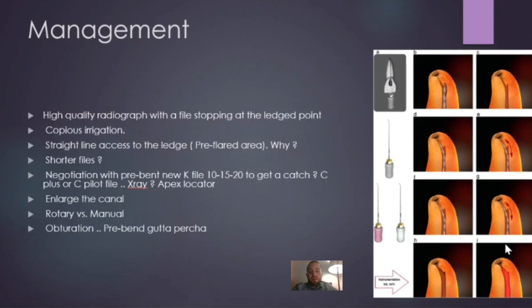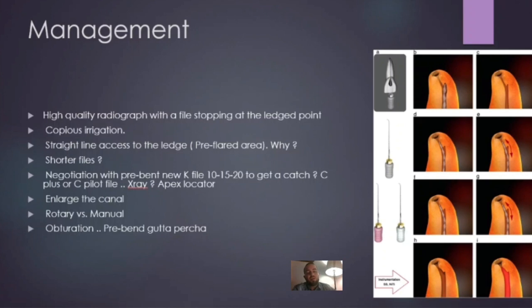And finally, now we reach the exciting part, the management of ledges. The first step of management of ledges is having a very good quality radiograph. Whenever a ledge is suspected, a file should be inserted in the canal to the point of the suspected ledge and an X-ray is taken. The central X-ray beam should be directed perpendicular to the involved area. If the X-ray shows the tip of the file directed away from the canal lumen, then the ledge is confirmed.